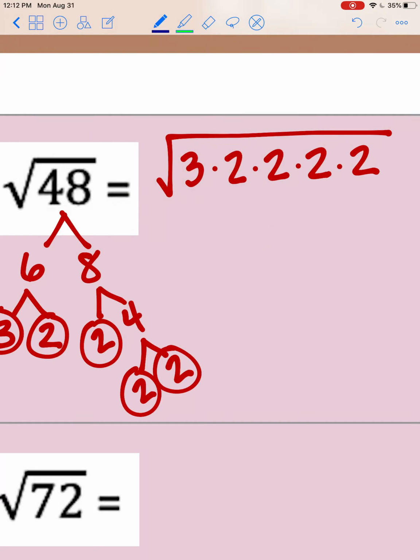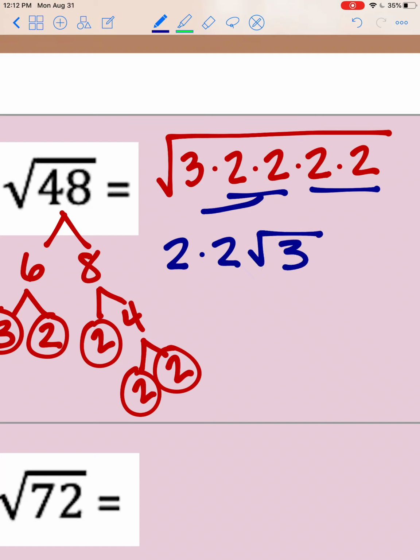Remember what I said on the 256 problem. We want to look for pairs. 3 does not have a pair, which means it's going to stay under the radical. But I have 1 pair of 2s, 2 pair of 2s. So I'm going to bring those guys out to the front and say 2 times 2 times the square root of 3. So this pair of 2's went there, that pair of 2's went there.